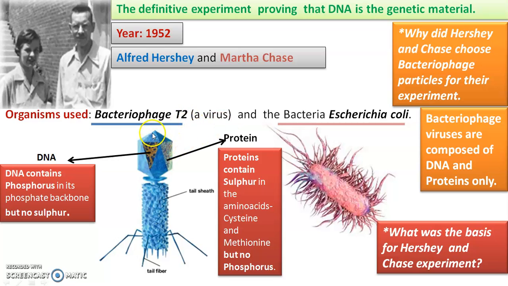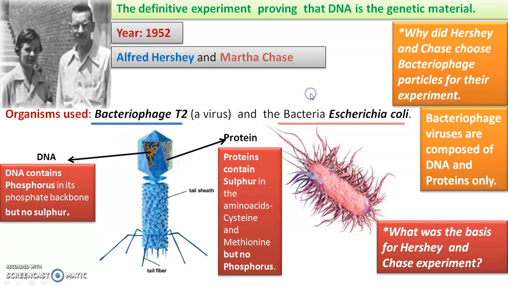So why did they select this model organism, bacteriophage? And of course, bacterial cell, E. coli was also selected. This virus infects bacterial cells, that is why. And most importantly, this virus has only two molecules, DNA and protein. That is the main reason why they selected it as their model organism.